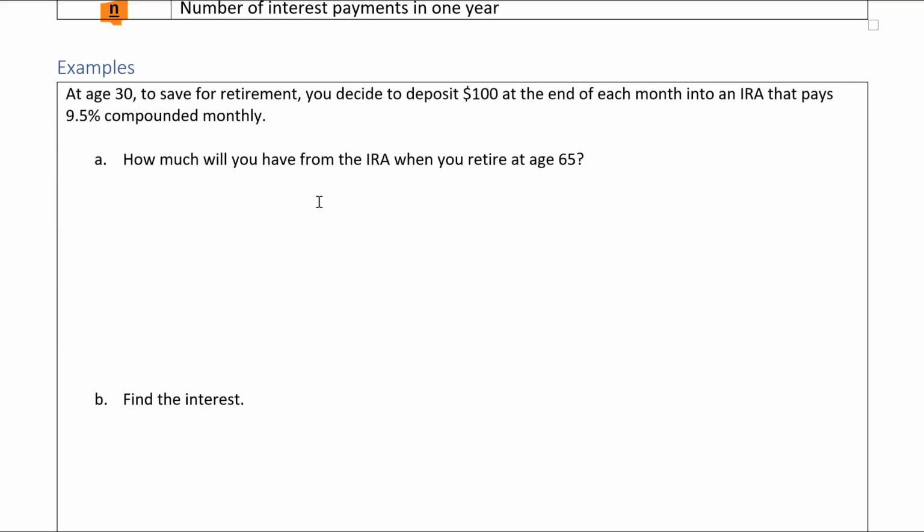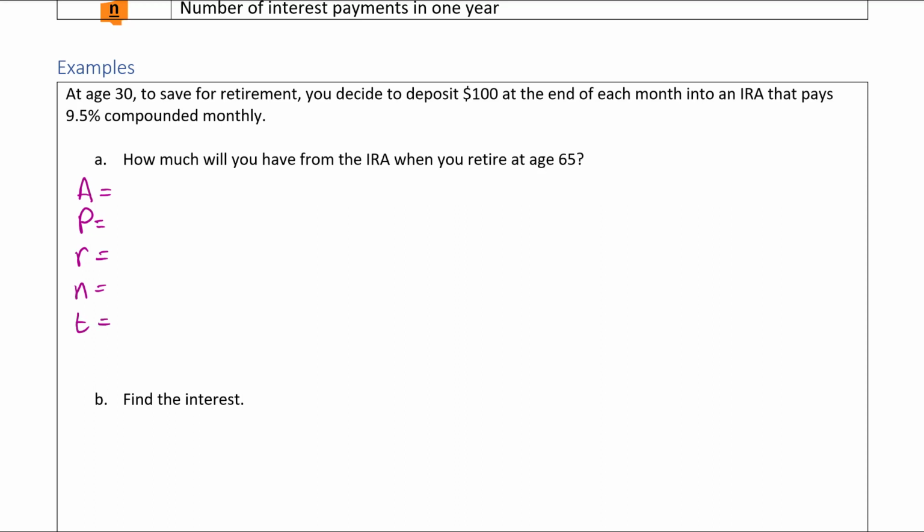Our first example says at age 30, to save for retirement, you deposit $100 at the end of each month into an IRA that pays 9.5% compounded monthly. How much will you have from the IRA when you retire at age 65? So let's list all the values that we're going to need to find: A, P, R, N, T.